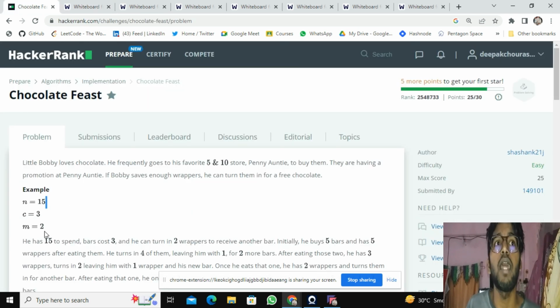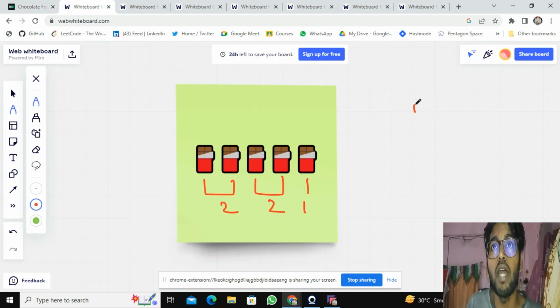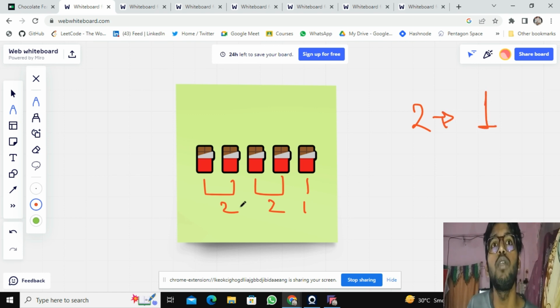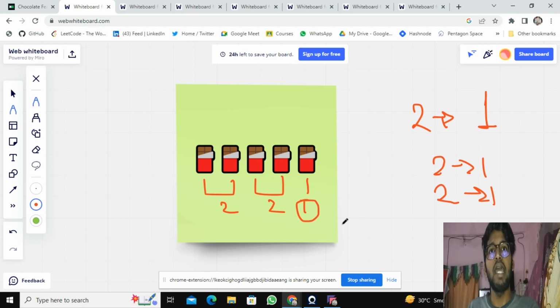What is the scheme here? m equals 2. That means if I give two wrappers to Penny Auntie, she will return me one chocolate. From these two wrappers I will get one chocolate. Again I have two wrappers more, and from that I get one chocolate. Then I have this one wrapper, and from that I can't buy, because to get a single chocolate in return using this scheme, I should have at least two wrappers. But here I have only one wrapper, so the maximum chocolates I can get from the wrappers collected from these 5 chocolates is 2.